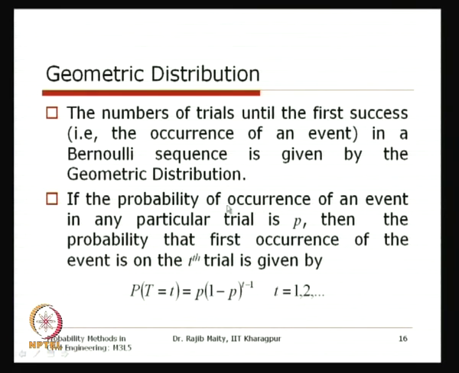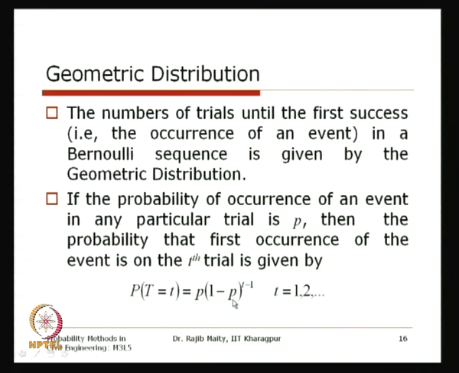If the probability of occurrence of an event in any particular trial is p, now you recall from the Bernoulli process that all the trials are independent, successive trials are independent of each other, and for a particular trial the probability of success is p. Then the probability that the first occurrence of the event is on the tth trial, that is, the first success will come at t, will be given by p multiplied by 1 minus p power t minus 1. How are we getting this one?